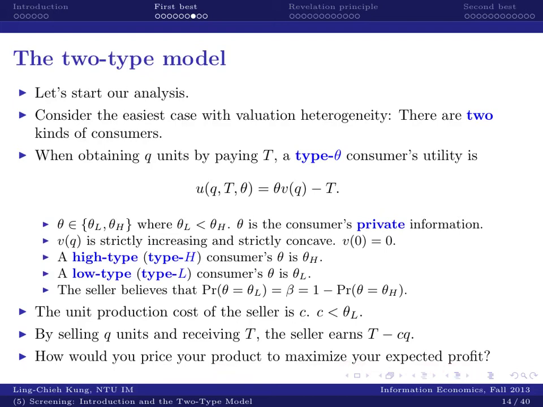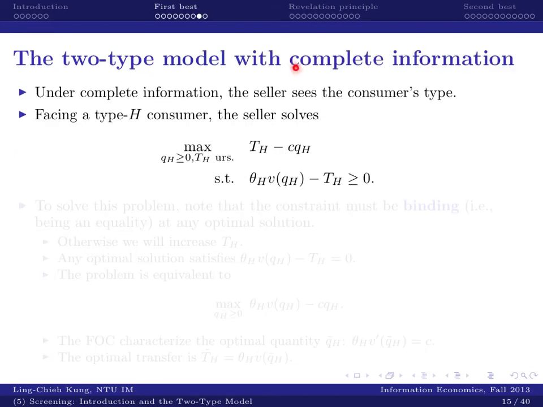Okay, in general or in reality, there is private information. You cannot tell whether theta is theta L or theta H. In some sense, theta is a random variable to you. But now let's first discuss what if we can see the type, what if we have complete information. So when there is complete information, under complete information, the seller can see the consumer's type.